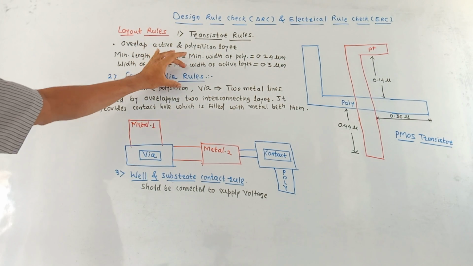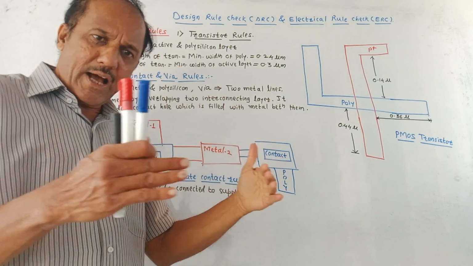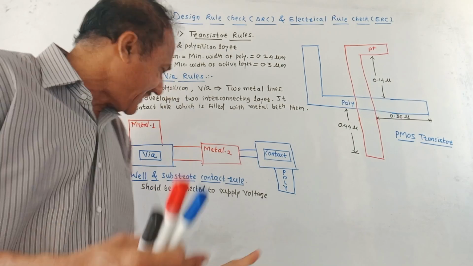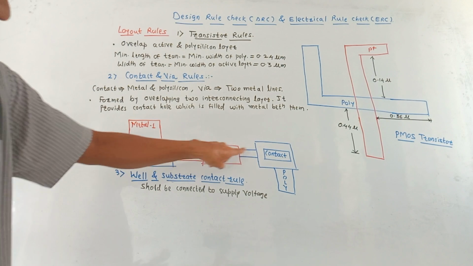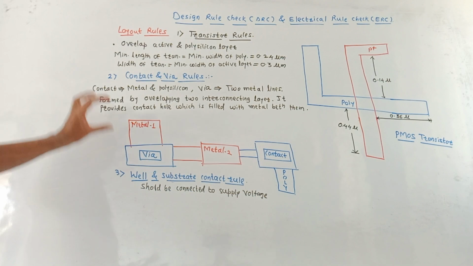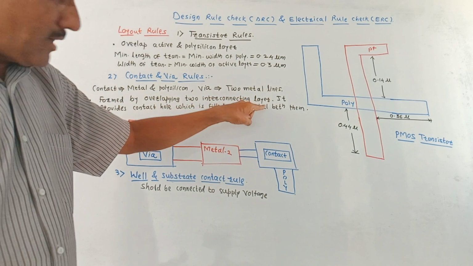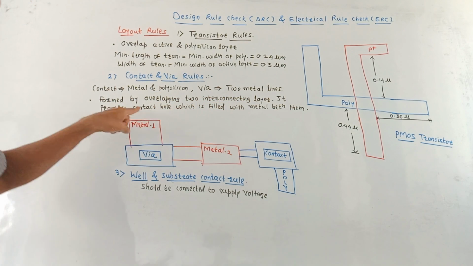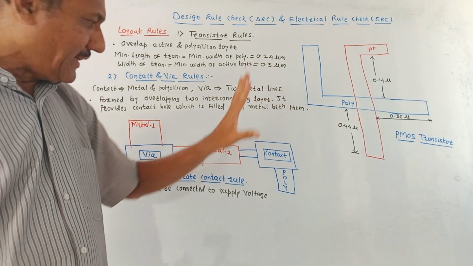Second rule is contact or wire rule, which is explained in this diagram. Basically, contact or wire are used for making interconnection. Wire makes interconnection between two metals. Contact makes interconnection between a metal and polysilicon layer. So it is formed by overlapping two interconnecting layers. It provides contact holes, which are filled with the metal between them.